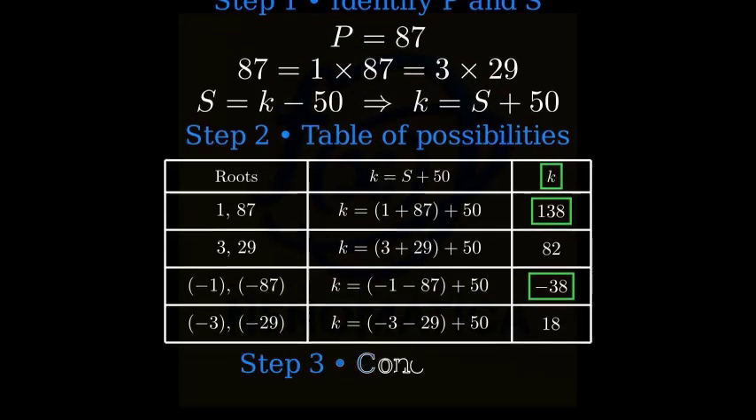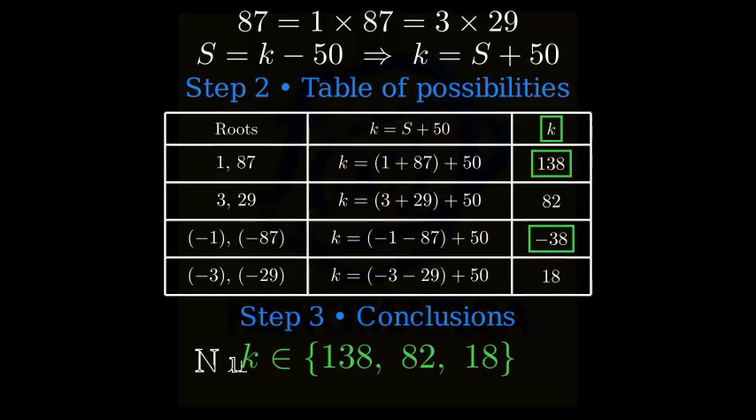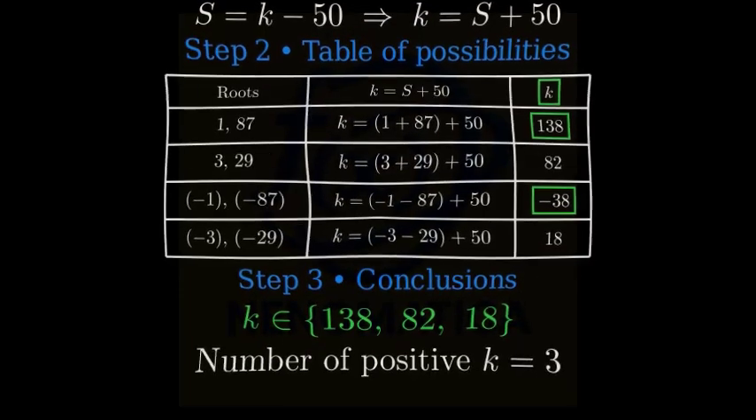Step 3. Read off the positive k values. They are 138, 82, and 18. Therefore, there are 3 acceptable positive values of k.